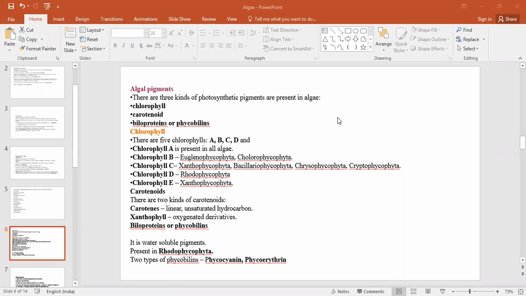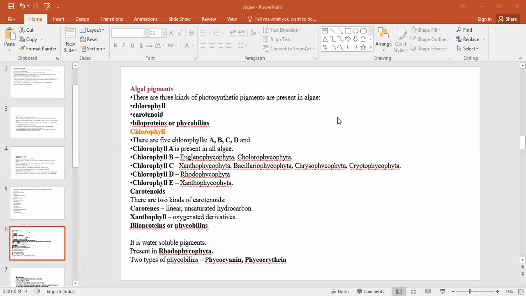The plastid containing both chlorophyll A and B is called a chloroplast, whereas where they lack chlorophyll B, they are called a chromatophore. This is very important related to algal pigments.